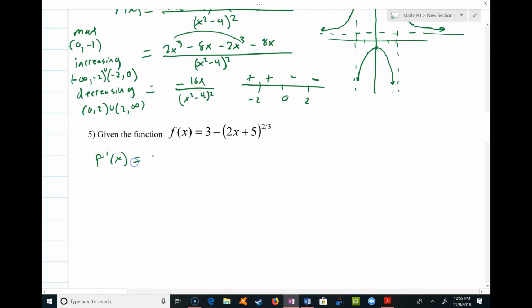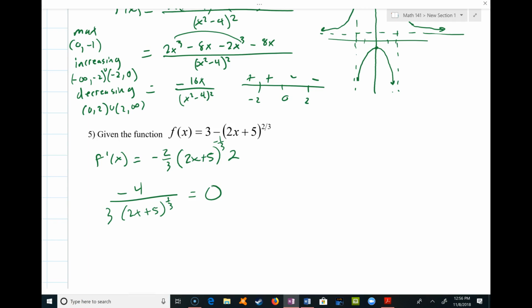Take the derivative, and we get what? Negative 2/3 times (2x plus 5) to the negative 1/3 power times the derivative of 2x plus 5, which is 2. So that would be negative 4 over 3 times (2x plus 5) to the 1/3 power. And we want that to be equal to 0. Well, there's no way to make that equal to 0 because the top is always negative 4, which means we can't make it equal to 0.